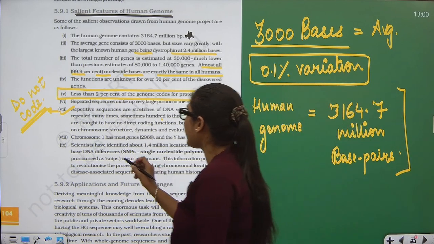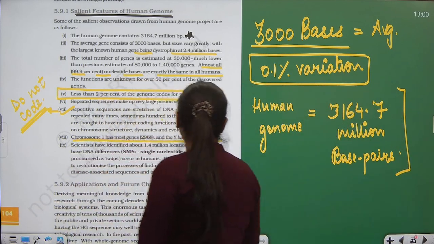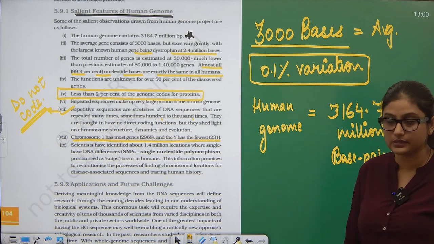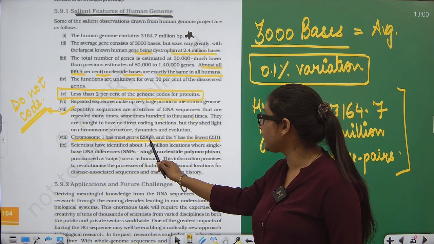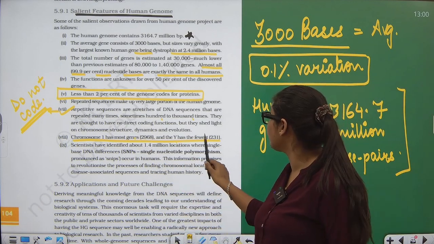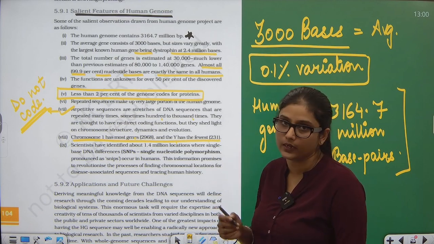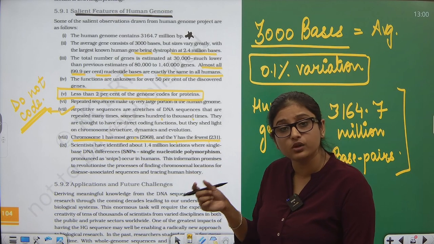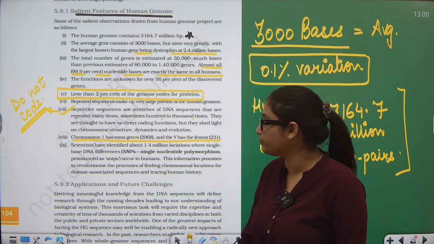Chromosome 1 has the most genes and Y has the fewest. Chromosome 1 has 2968 genes, whereas chromosome Y has only 231 genes. This is the number of genes present on that chromosome.